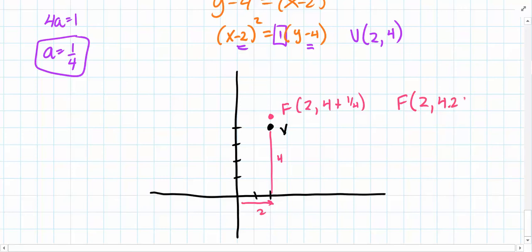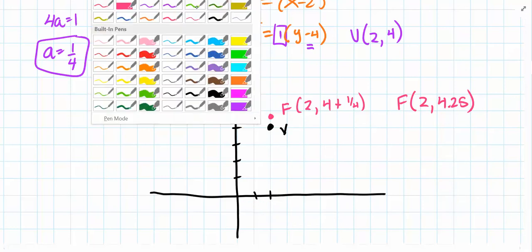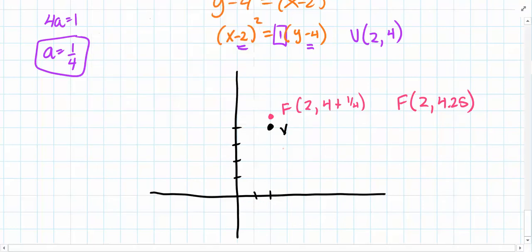Okay, then let's get the directrix. Since this is the distance of a, if I go a in the opposite direction, the directrix would have to be 4 minus 1/4, or 3.75. So if I go up to 1, 2, 3.75, I'd be here. This would be my directrix, and that would be y equals 3.75. Then my parabola will be doing something like this.